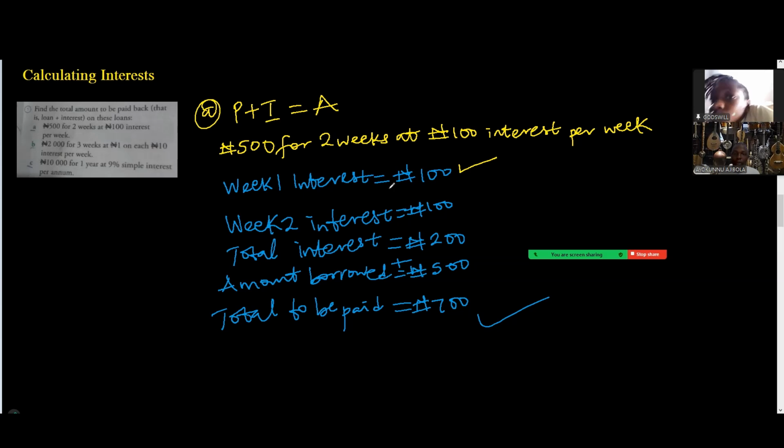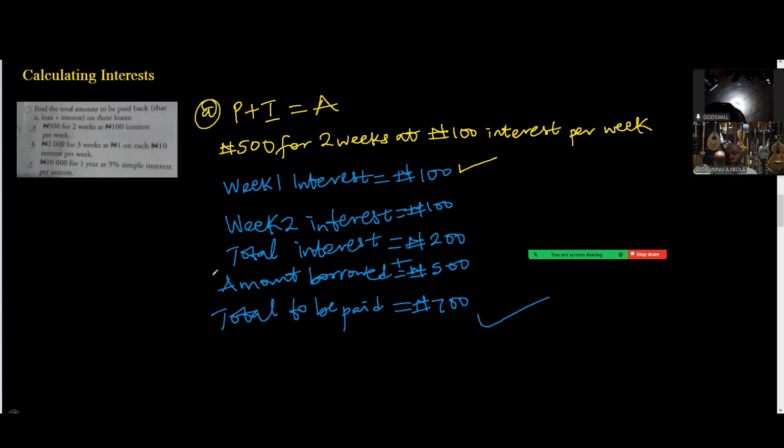Yes, sir. So for week one, 100 naira. Week two, 100 naira. So the total interest is going to be what? 200 naira. Then the total amount to be paid back will be the money borrowed, which is the principal, plus the interest, right? Yes, sir. And that is going to be the 700 naira. Is that clear? Yes, sir.